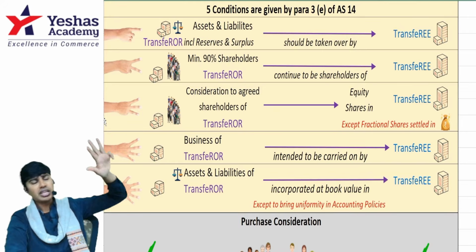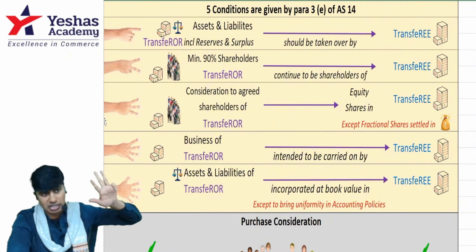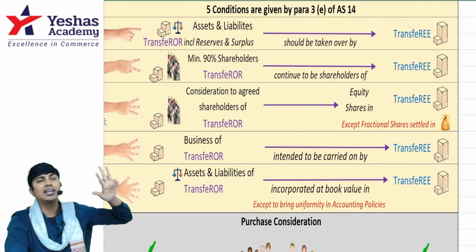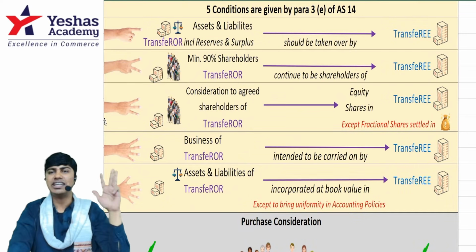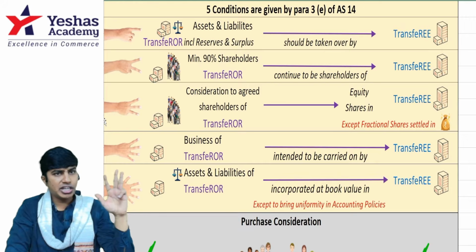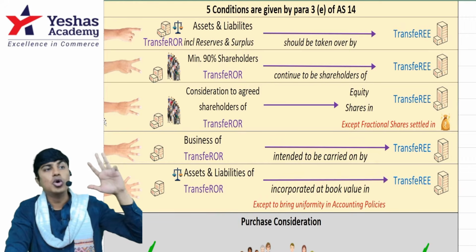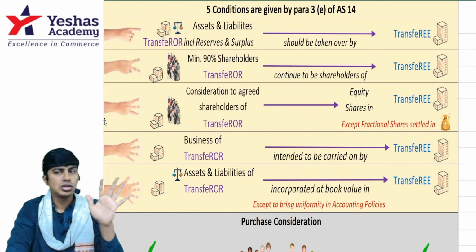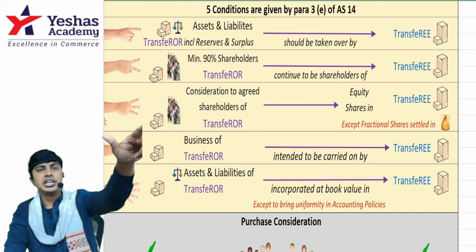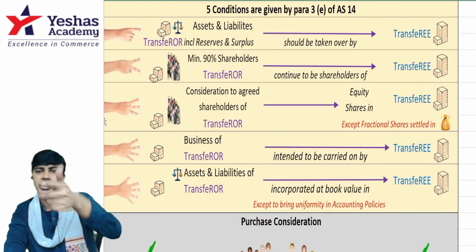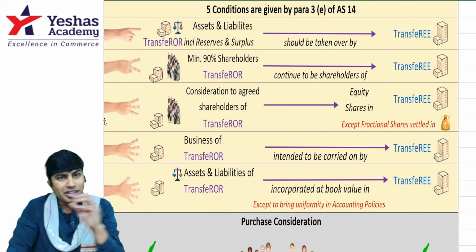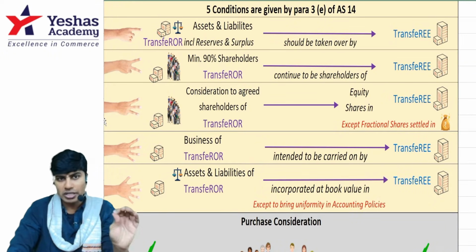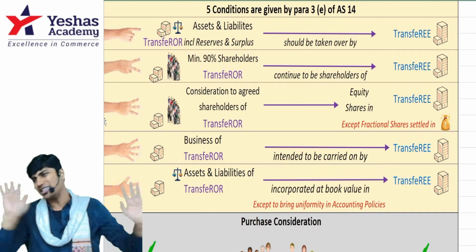Fourth condition, the business of the transferor company should be continued by the transferee company. And the last one is that all the assets and liabilities of the transferor which are taken over by the transferee should be at book value. You cannot change the values. You cannot say I'll take this at this agreed value, and this at that agreed value. All assets and liabilities at book value. There is an exception. To bring in uniformity in accounting policies, if you alter some assets' value, that's accepted.